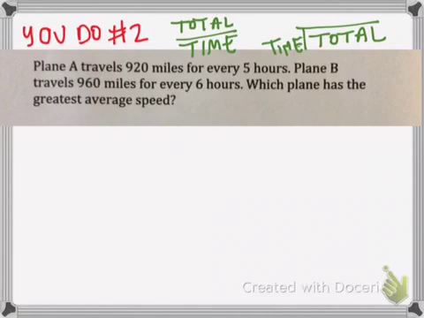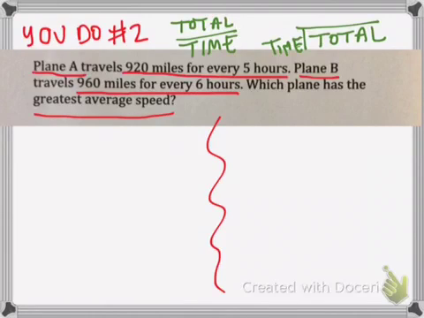So let's see how you did with you do number 2. I went ahead and wrote out the formulas up top. So plane A travels 920 miles for every 5 hours. Plane B travels 960 miles for every 6 hours. Which plane has the greatest average speed?